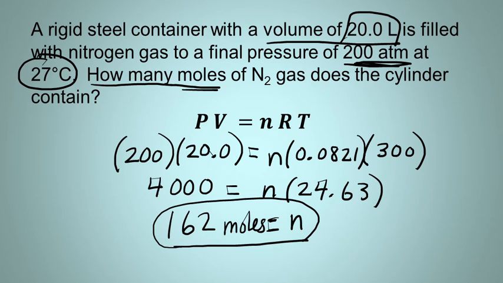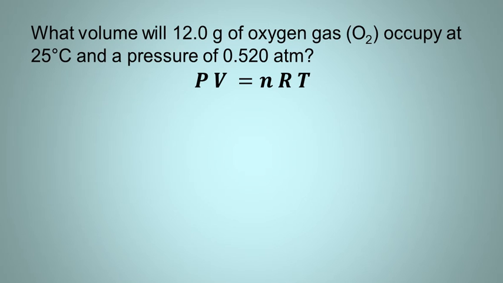Let's try one more example, a little bit more challenging. This time, it says what volume will 12.0 grams of oxygen gas, that's got a formula of O2, occupy at 25 degrees Celsius and a pressure of 0.520 atmospheres. So once again, it doesn't look like anything's changing. It talks about how much gas we have. So this sounds like the ideal gas law.